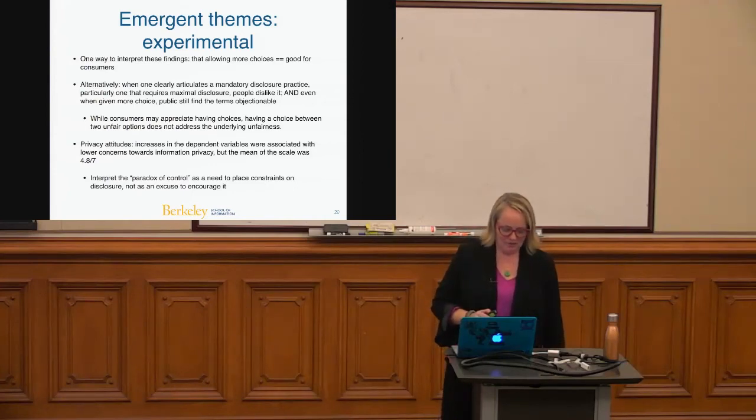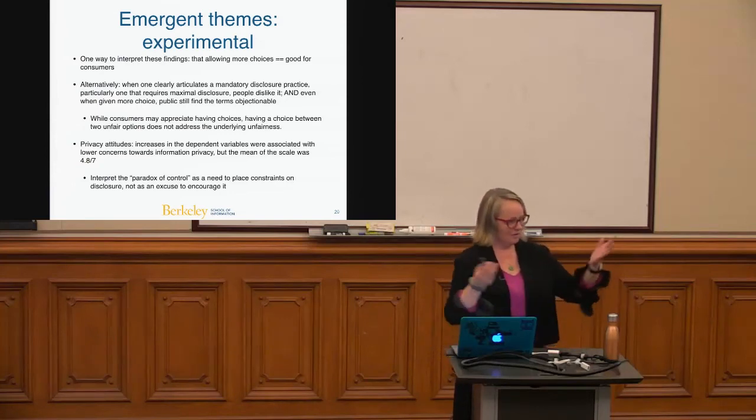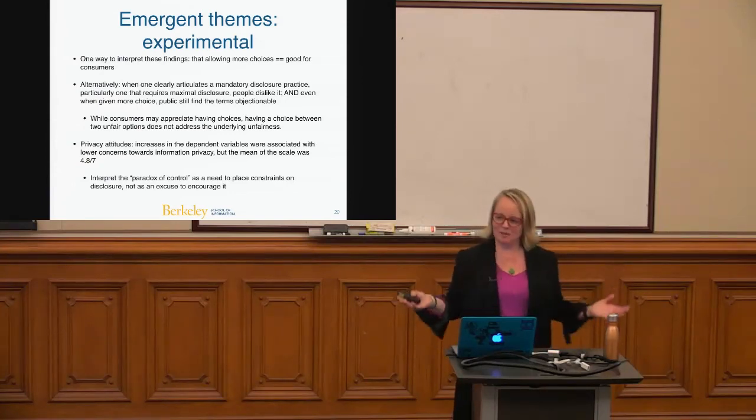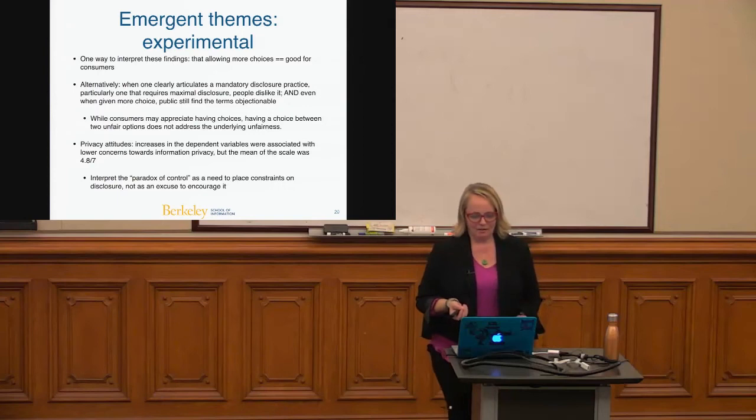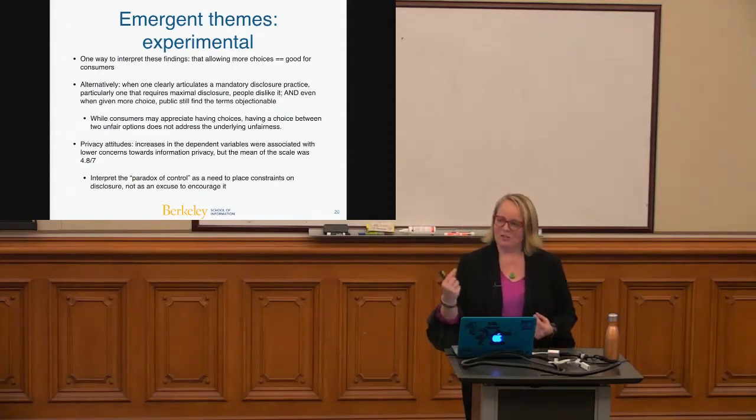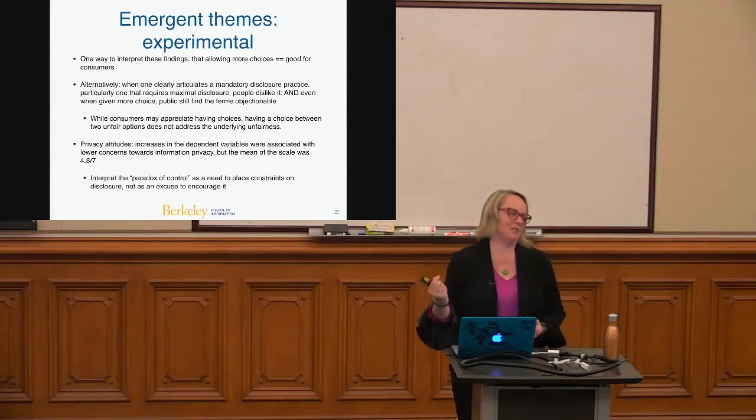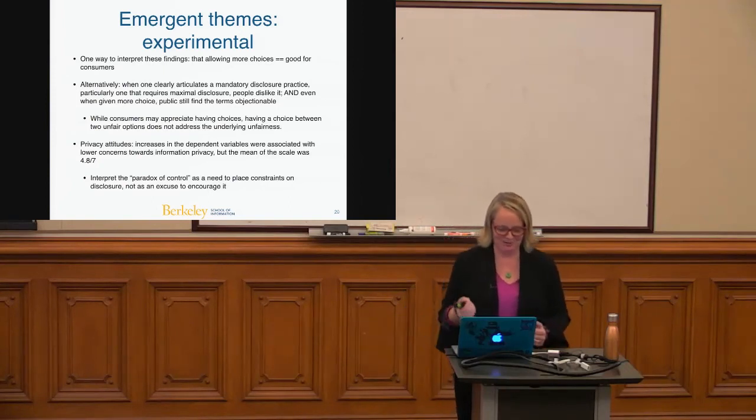So I would interpret something like the paradoxes of control not as an excuse to tell product designers, let's give people more control so they feel better about it, but as really a wake-up call to say, well, maybe we should actually consider constraining disclosure and not necessarily encouraging it to a maximum.